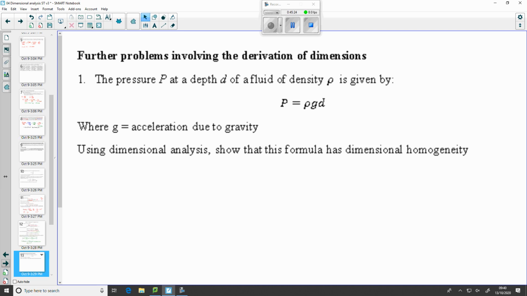Have a go at this one. If the pressure P at depth D of a fluid of density rho is given by P is equal to rho G D, where G is the acceleration due to gravity, using dimensional analysis, show that this formula has dimensional homogeneity. So what are the dimensions of pressure?